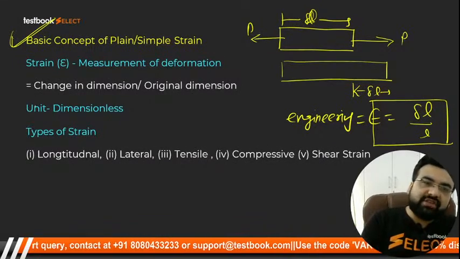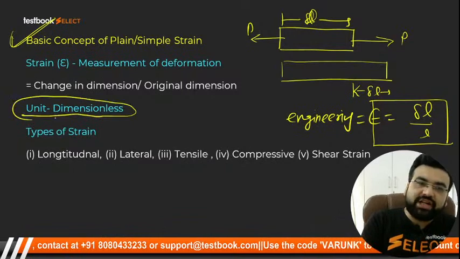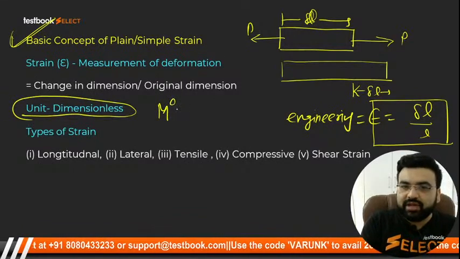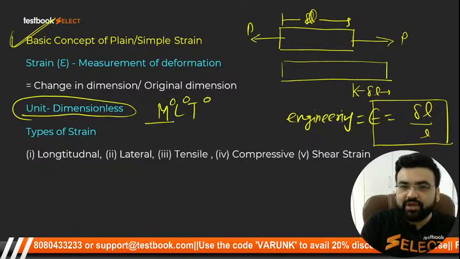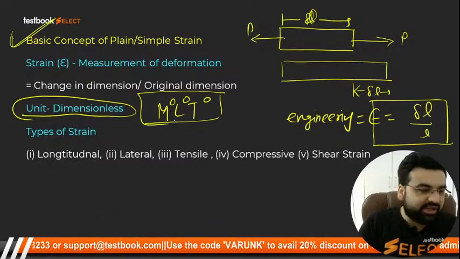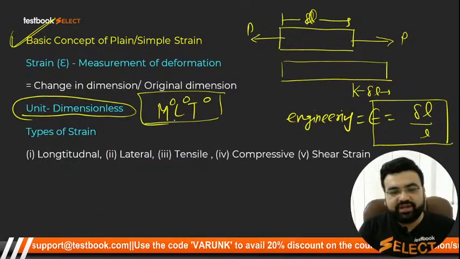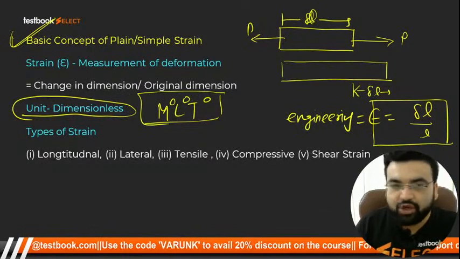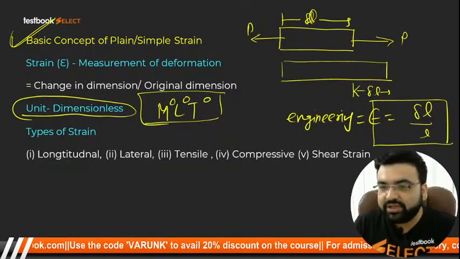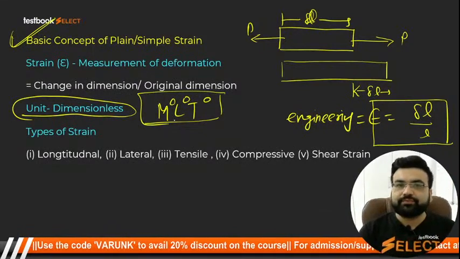Now what is the unit of dimension? It is a unitless quantity, or I can say it is M0 L0 T0. So it is a unitless or dimensionless quantity. That is what the strain is all about. I hope you are getting it, students. So that is a dimensionless quantity.